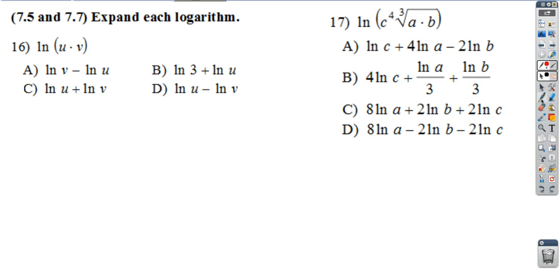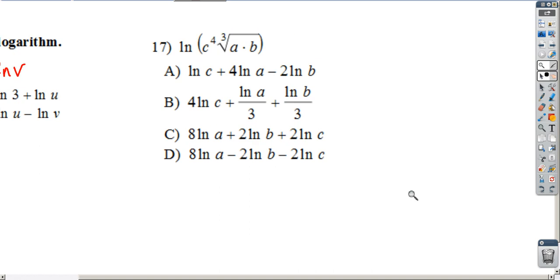Alright, for each of these we will expand out these logarithms right here. So remember, when you're taking the log of things being multiplied, that's the same as the log of the two individual numbers being added. So the natural log of u plus the natural log of v, and that is this one right here. Alright, this one's a little bit more tricky.